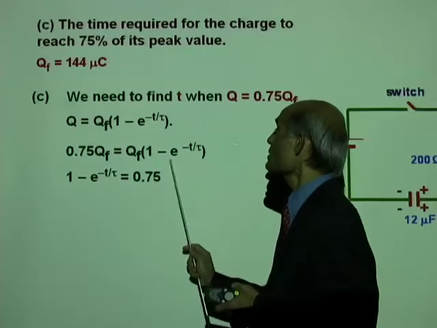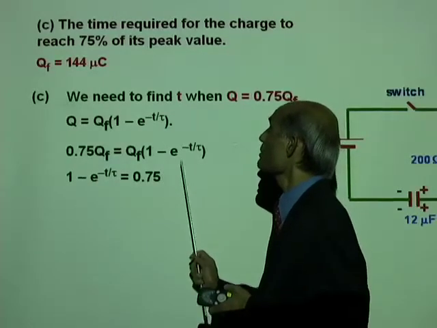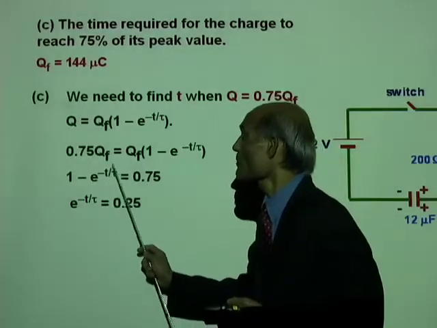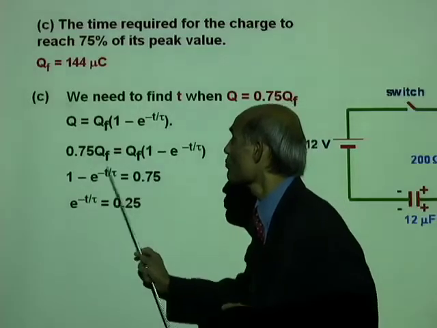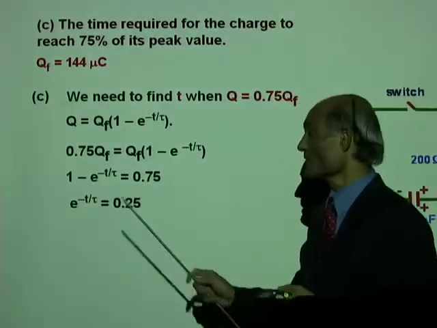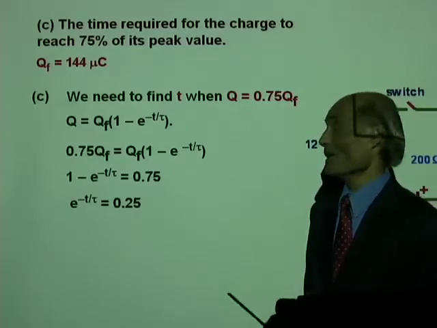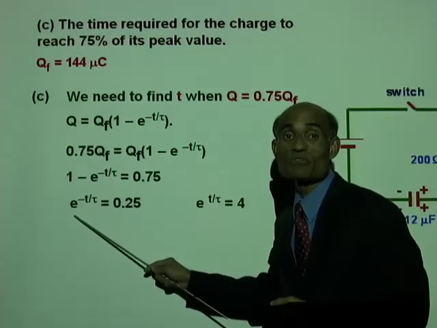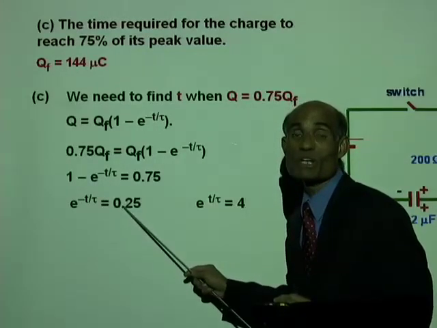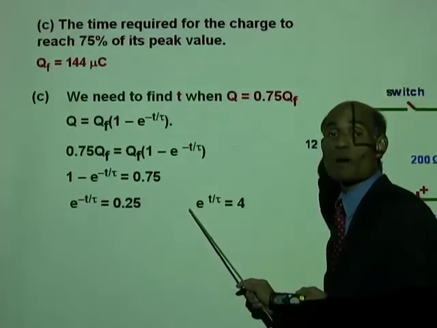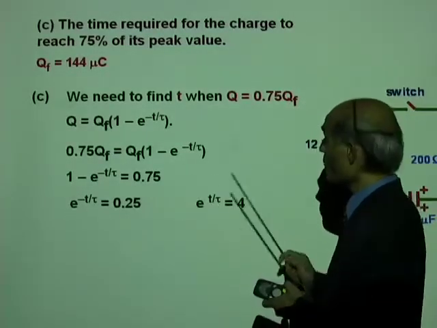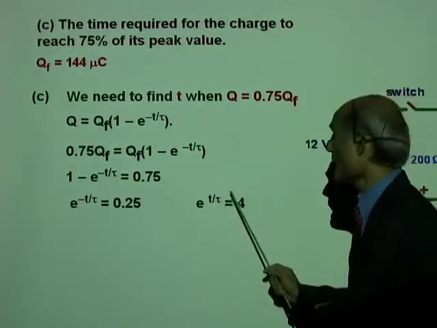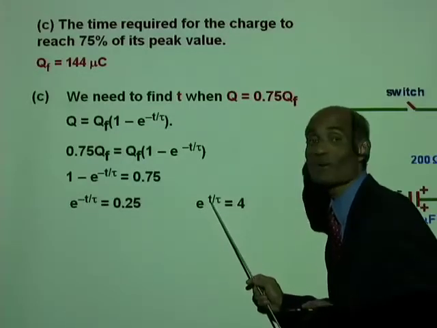It means 1 minus e to the power of negative t over tau equals 0.75, or e to the power of negative t over tau is 1 minus 0.75, that is 0.25. Now if you take the reciprocal, e to the power of positive t over tau will be 1 over 0.25, which equals 4. And therefore, what is t over tau equal to?